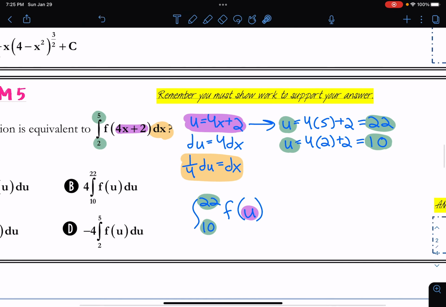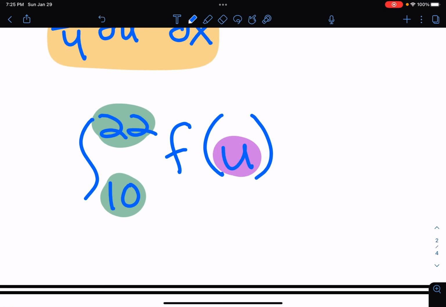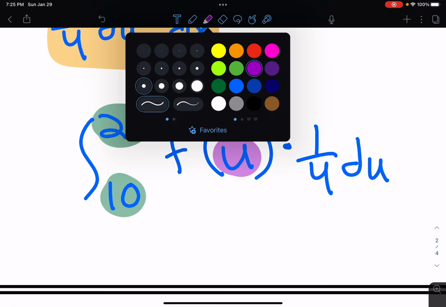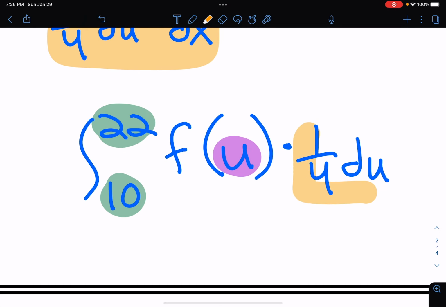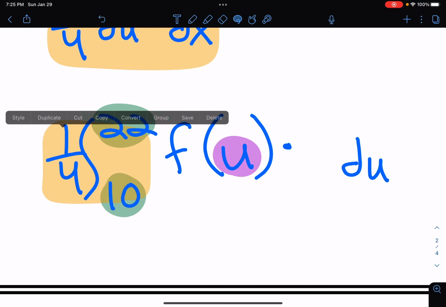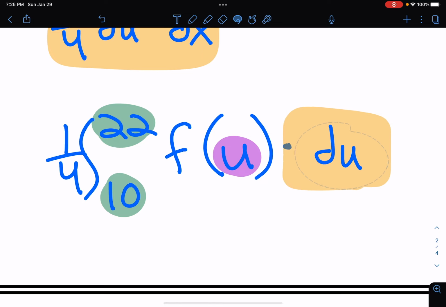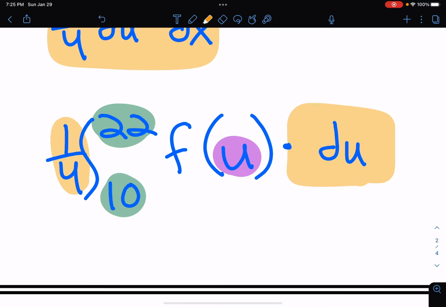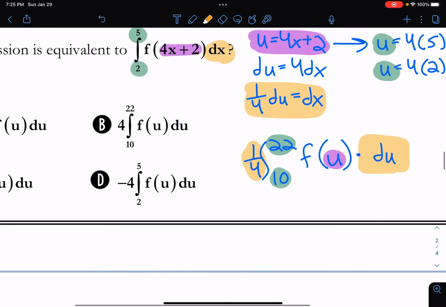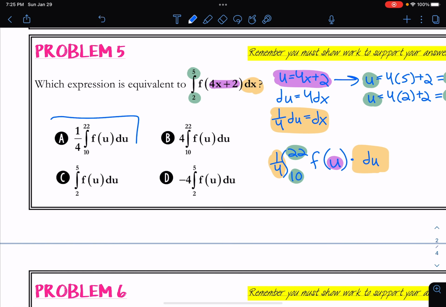And then the last part of the integral, the dx, I'm going to substitute out with a 1/4 du, so times 1/4 du. So there's my u-substitution, all done. And the only last thing I have to do is take this 1/4 and move that out. We'll move the highlighting orange box back to here, and I'll highlight this in orange as well, just so we know where it came from. And so that tells me that my answer is A.